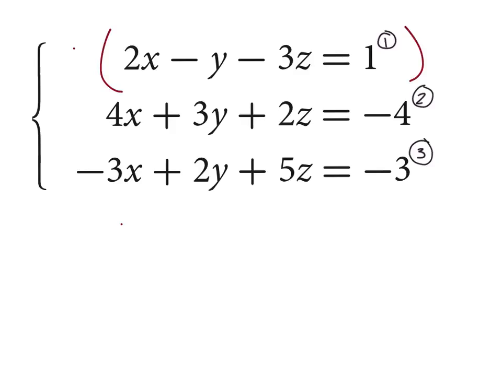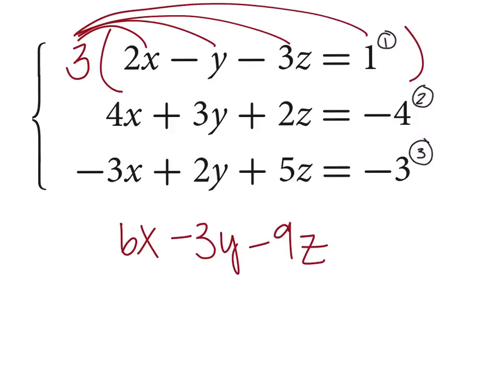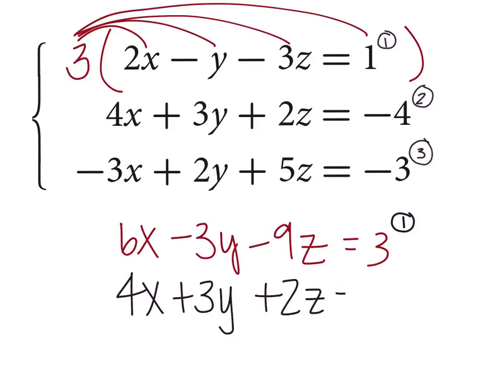3. If I multiply this by positive 3, then 3 times 2x is 6x. 3 times negative y is negative 3y. 3 times negative 3z is, let's try that again, negative 9z. And 3 times 1 is 3. So this is still equation 1, by the way. It's just a different form of equation 1, but I'm going to label that as equation 1. And I'm going to combine that with which other equation? 2. So 4x plus 3y plus 2z equals negative 4. And this is equation 2.